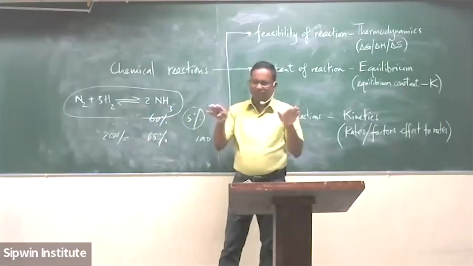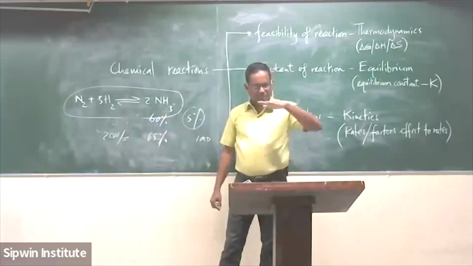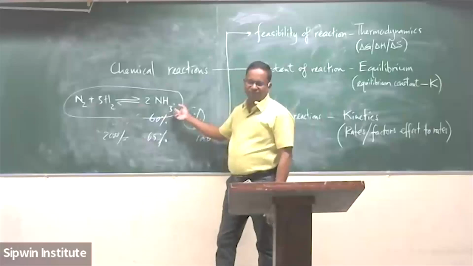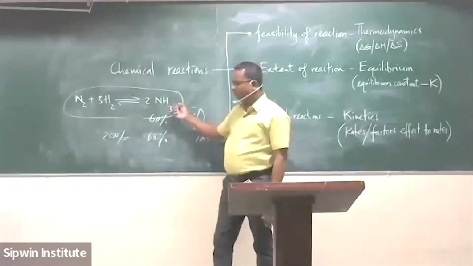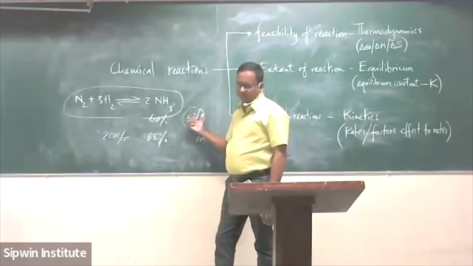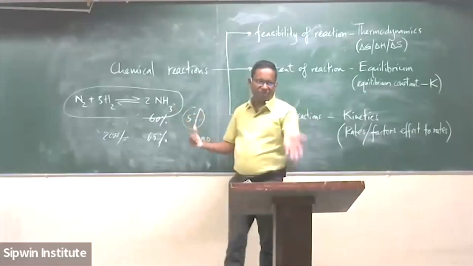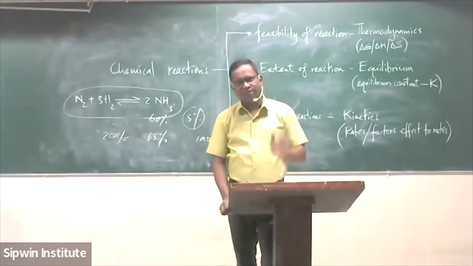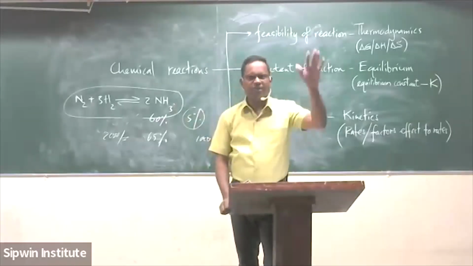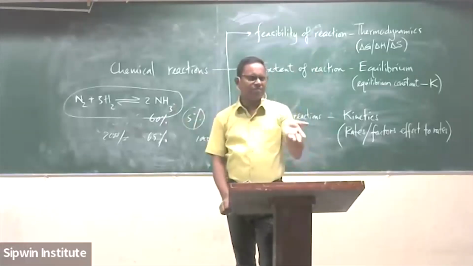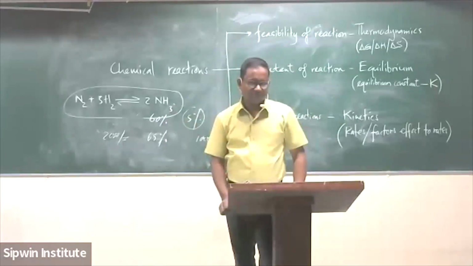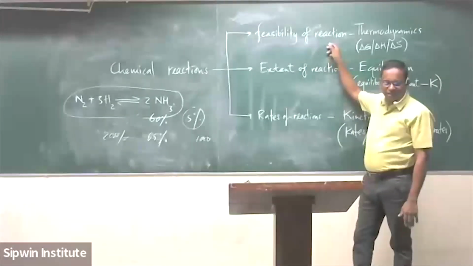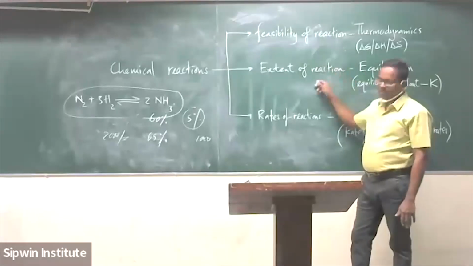Sometimes, when doing the experiment or the manufacturing process, say pressure. If we increase the pressure, we can have more yield. When you have more yield, more money is possible, more profit possible. But to increase the pressure, we have to use more money. Then it is not profitable. In such cases, what we do? Under room condition, we do the industrial process. So no use of increasing pressure. Not only the feasibility, not only the extent, not only the rate.